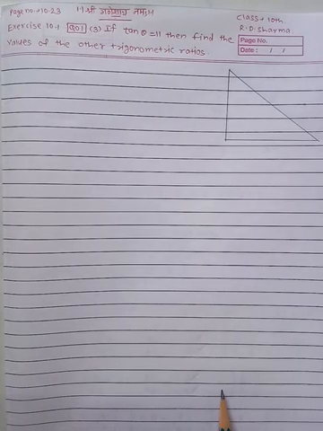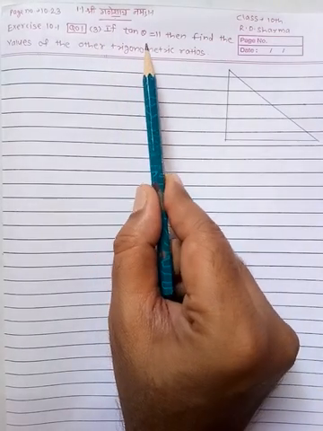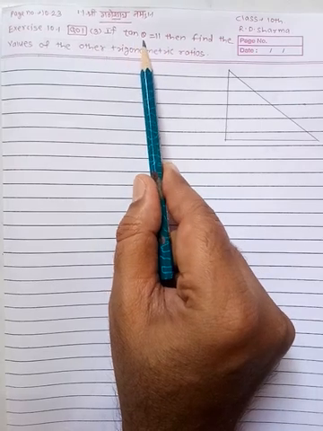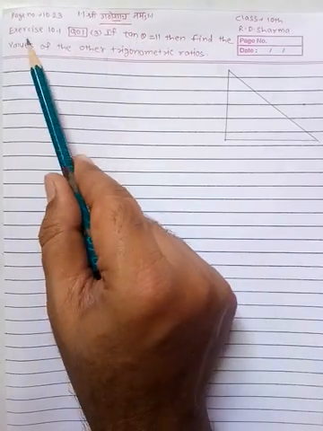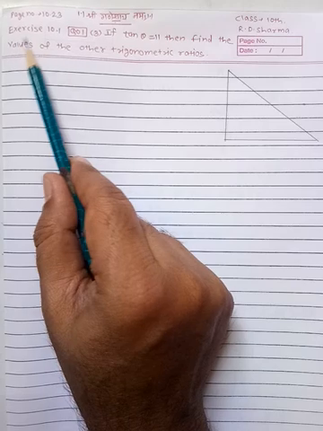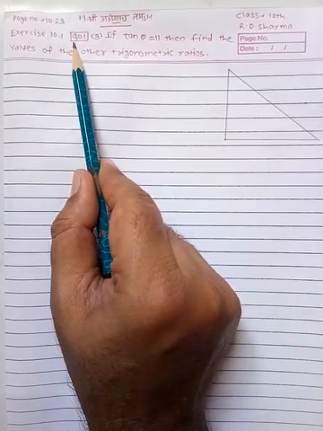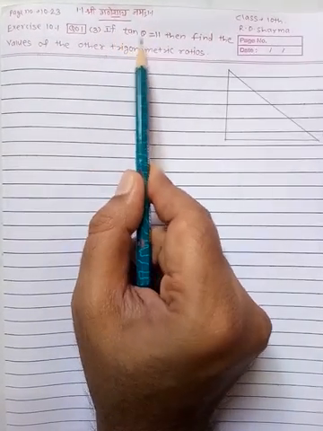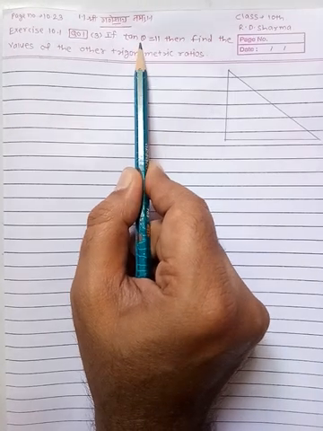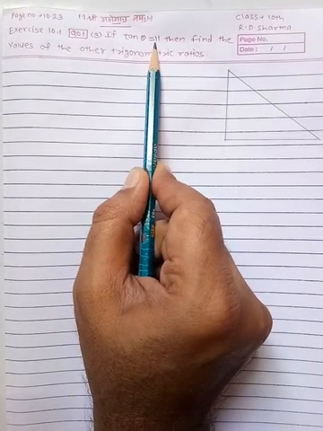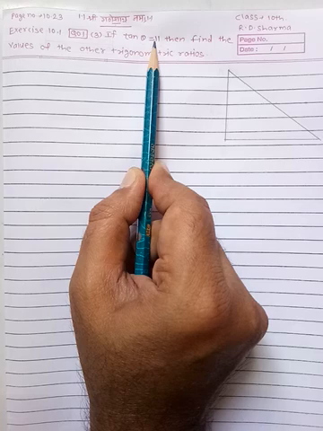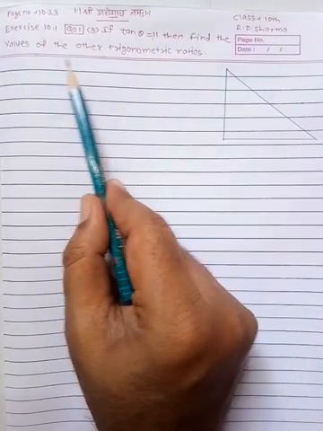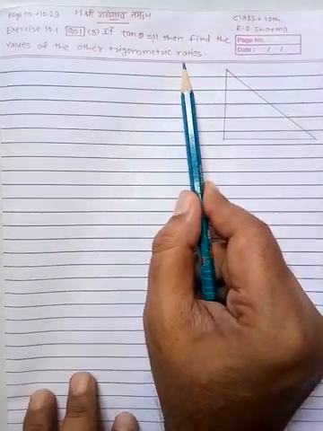Let's at first read the question carefully. If tan theta equals 11, means here theta is an acute angle. Page number 10.23, exercise number 10.1, question number 1, sub question number 3. If tan theta equals 11, means theta is an acute angle. The tan theta equals 11, 11 means 11 upon 1. Find the value of the other trigonometric ratios.